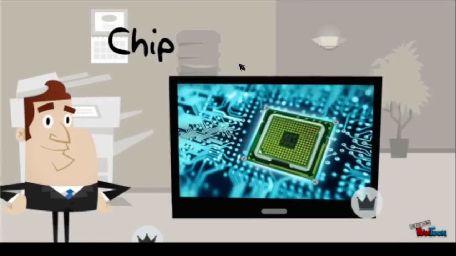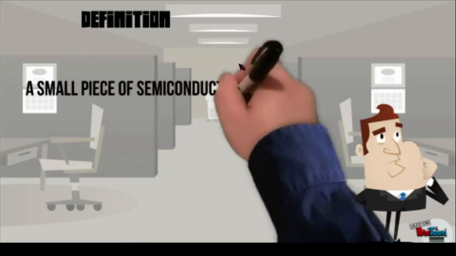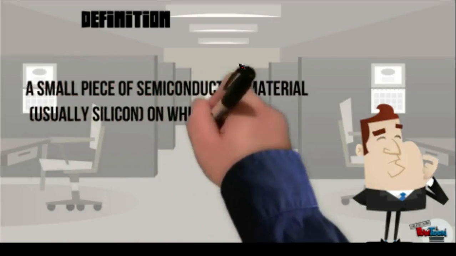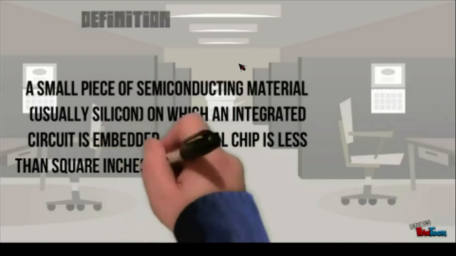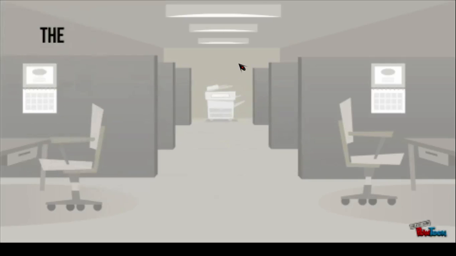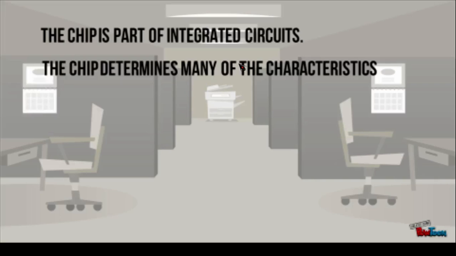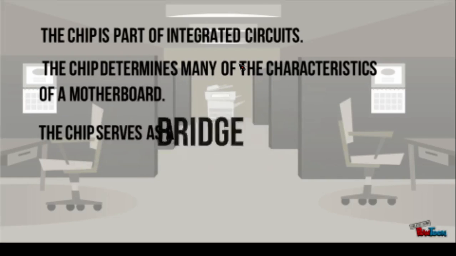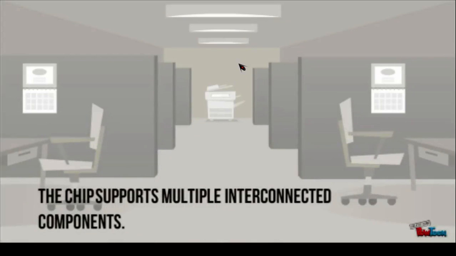Chip. A chip is a small piece of semiconductor material on which an integrated circuit is embedded. A typical chip is less than a square inch and can contain millions of electronic components. The chip is a part of integrated circuits. The chip determines many of the characteristics of a motherboard. The chip serves as a bridge of communication with other components.